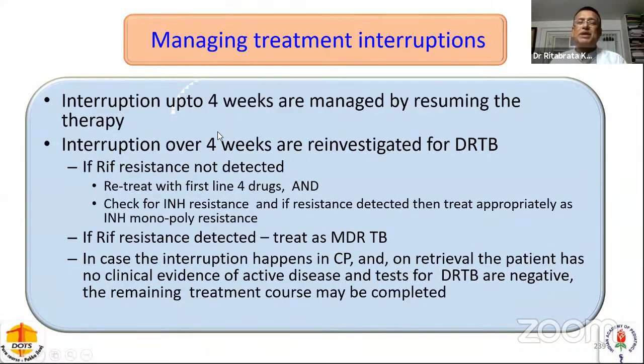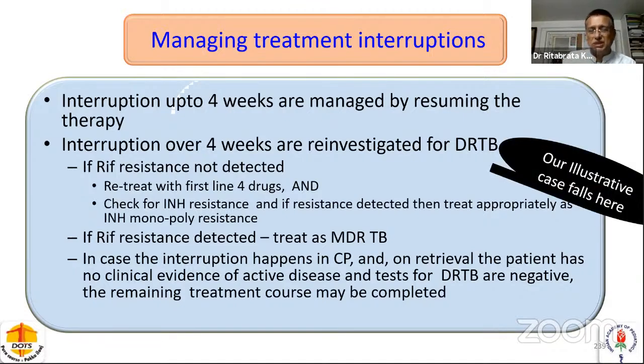Now, if the interruption has occurred in the CP, that means in the continuation phase, and on retrieval the patient shows no evidence of active disease and the tests for drug-resistant TB are negative, then the remaining treatment course might be completed. So from where he has left, the rest of the course we are going to complete, because two very important things we have found out. The child does not show any evidence of active TB, and neither does the child show any positivity for drug-resistant TB. And he has left treatment in the continuation phase. So whatever treatment was left, we will complete that. Our illustrative case falls in this group, so we will complete the rest of the continuation therapy.